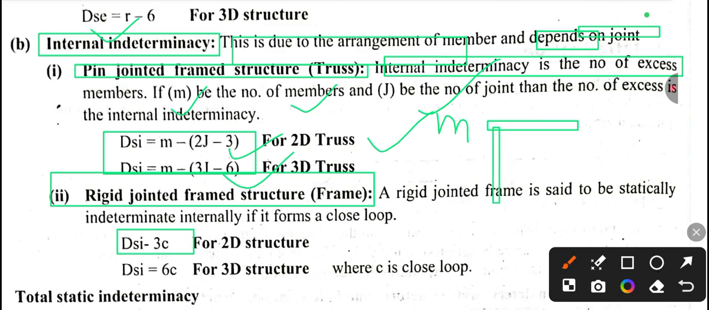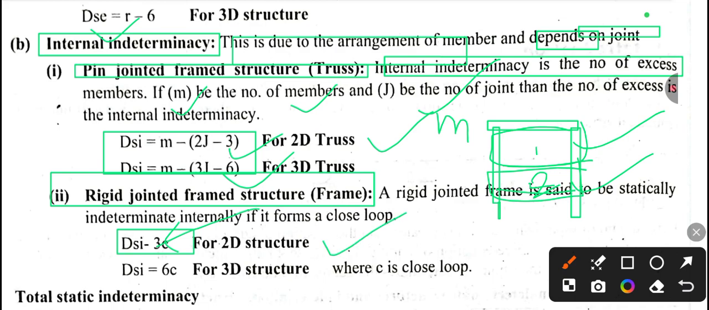if we have a structure like this, suppose, you can see here we have two different loops. This one is the first loop because this is a closed loop, and this one is the second loop. So the number of closed loops is 2. So here the value of C equals the number of closed loops. So DSI equals 3C for the 2D structure and DSI equals 6C for the 3D structure.